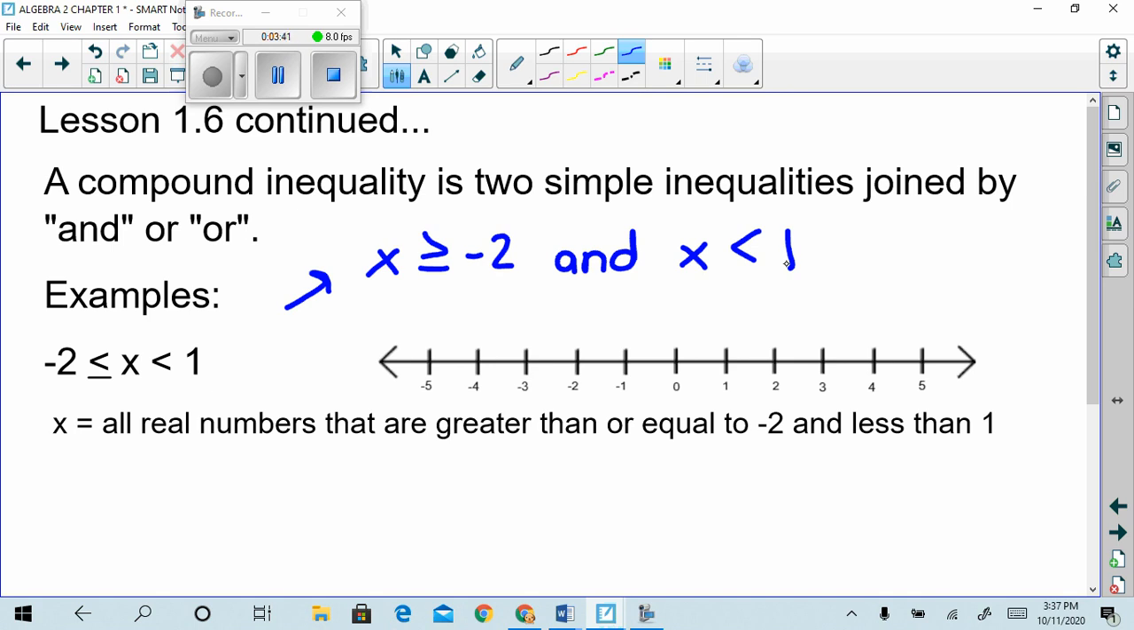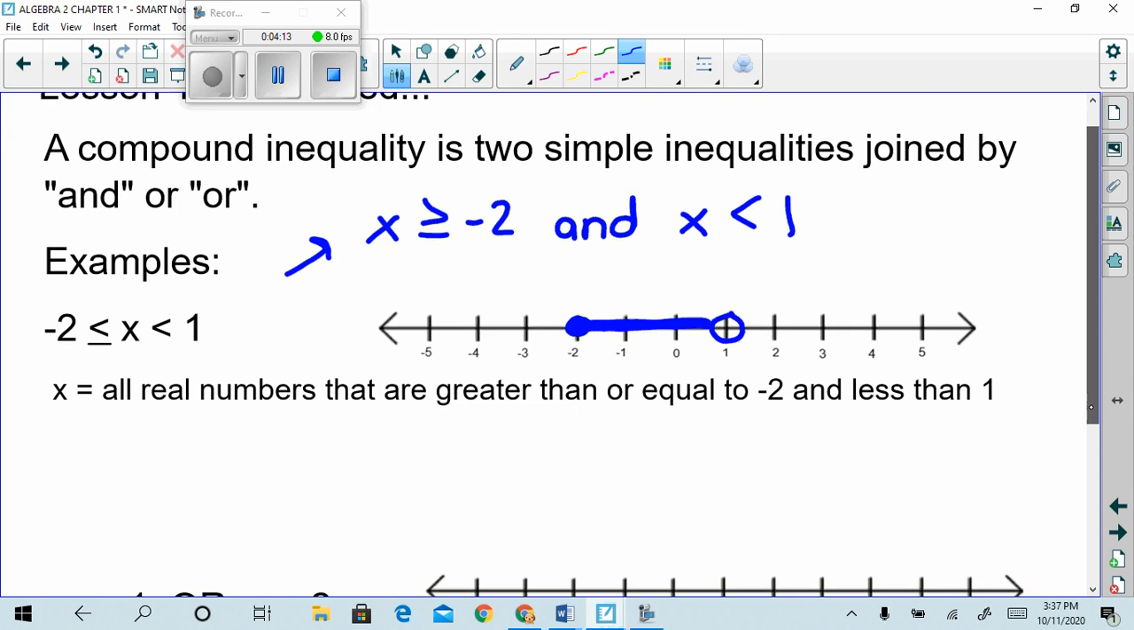I'm going to graph this by first finding -2 and putting a closed circle there. I'm going to then find 1 and put an open circle there. Now let me read this again. X is greater than or equal to -2 and less than 1. My solutions fall within those two boundaries. I can choose -2 and everything greater up to but not including 1. That's the AND type. The AND type meets in the middle.